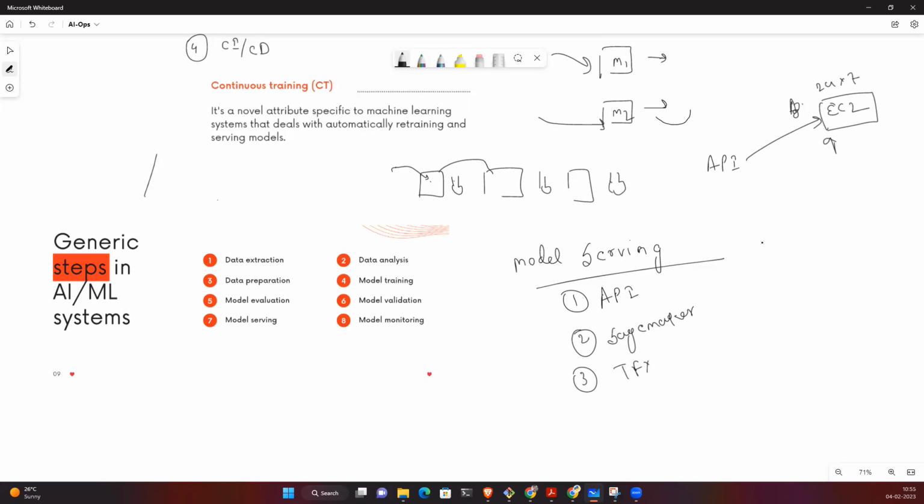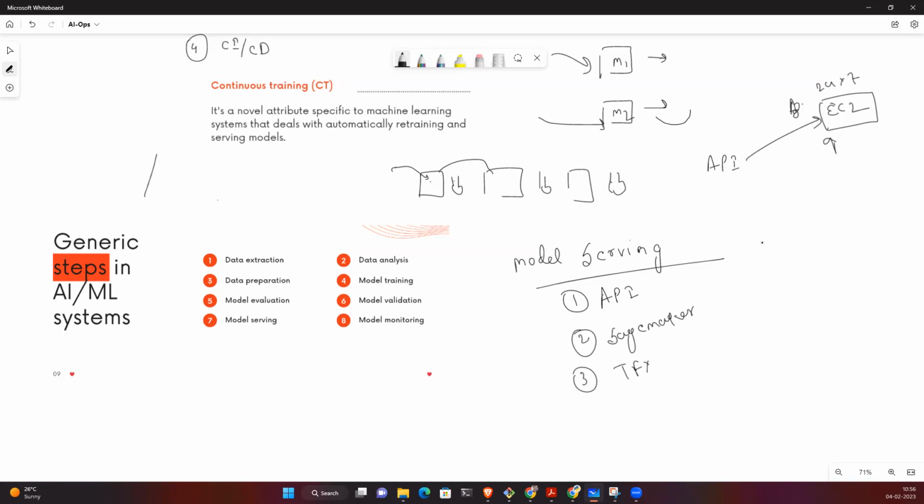Let's suppose you are using my machine for 1 hour, you are going to pay only for 1 hour. But for the other 23 hours, you are not going to pay. That is called on-demand premises. So SageMaker is one of the solutions which gives this serving.